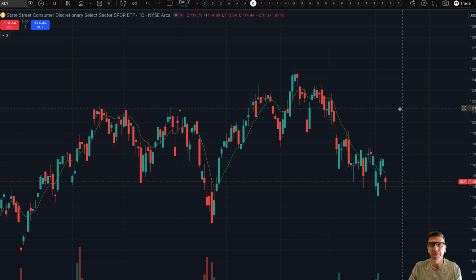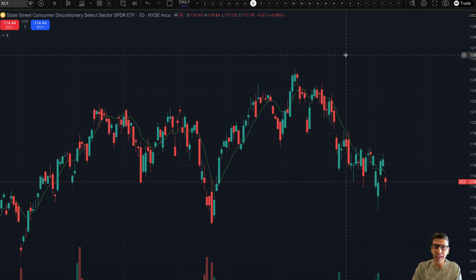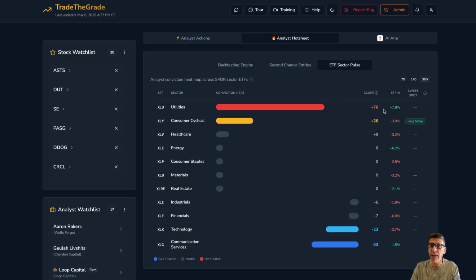Anything could happen, but just to give you an idea of how it uses recent analyst actions and chart formations to show you which ones might be in a good formation, in a good spot for either a long or a short trade. Same thing goes for the short side. If there were any short setups right now, there would be a red label that says short setup in the sweet spot column right here.